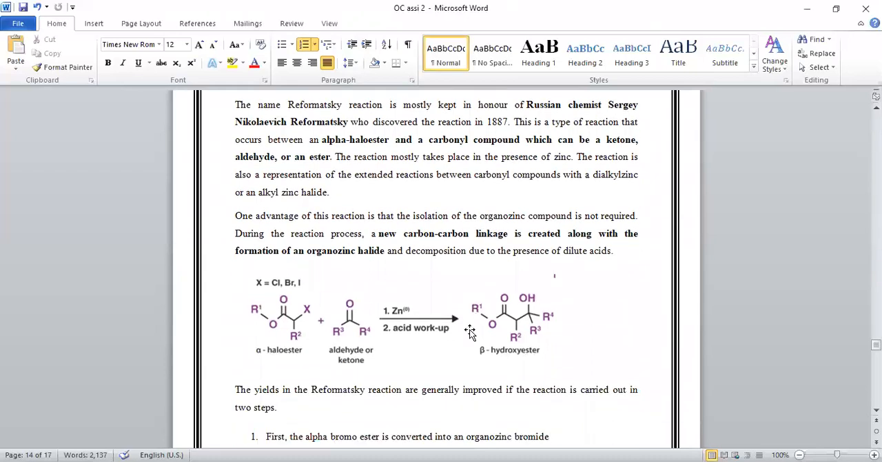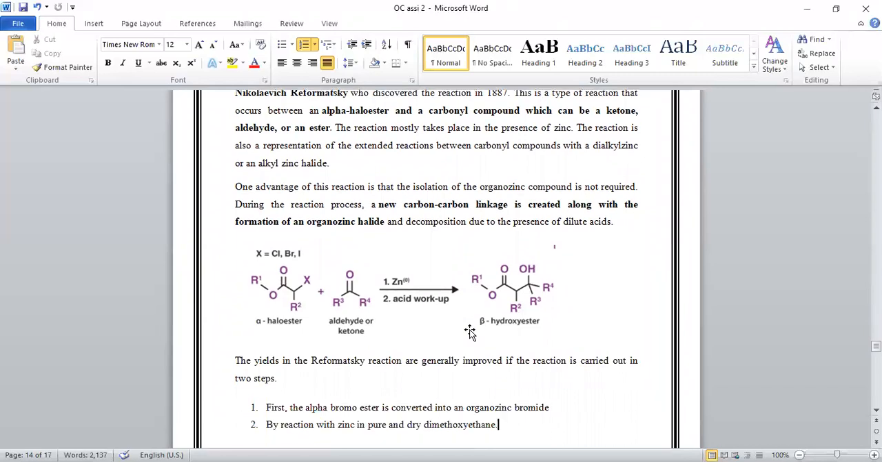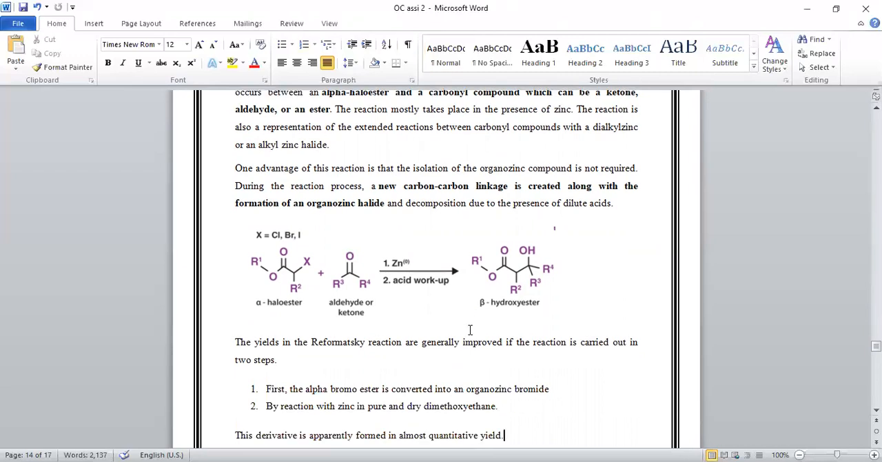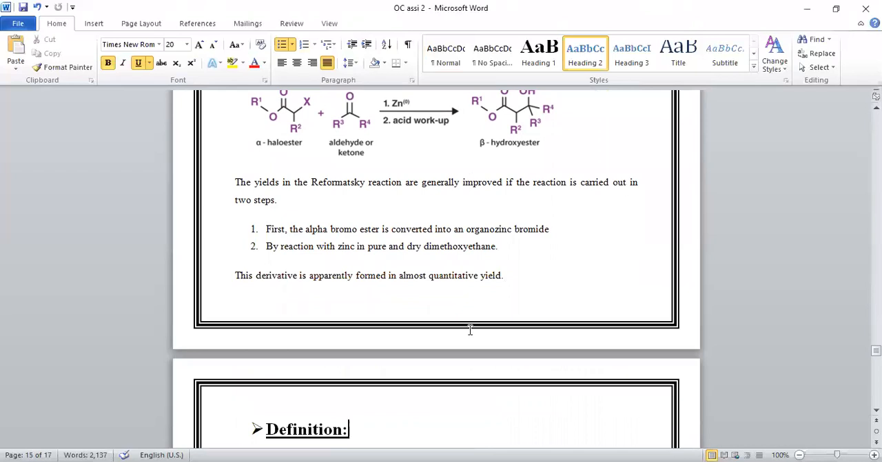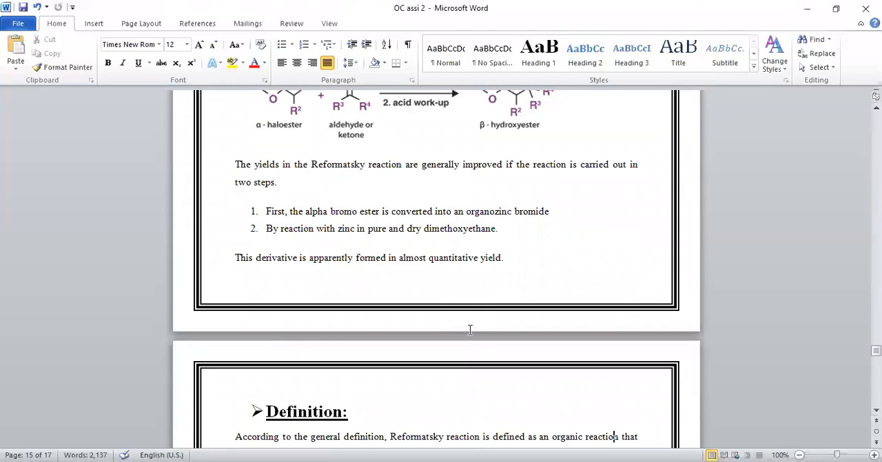The yields in the Reformatsky reaction are generally improved if the reaction is carried out in 2 steps. First, the alpha bromoester is converted into an organozinc bromide by reaction with zinc in pure and dry dimethoxyethane. This derivative is apparently formed in almost quantitative yield.